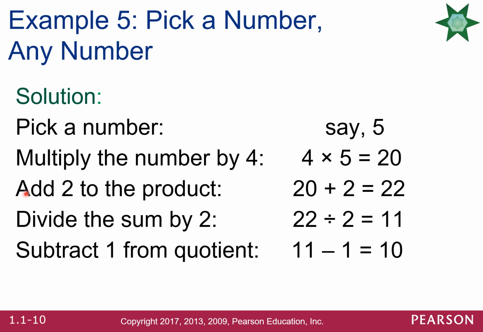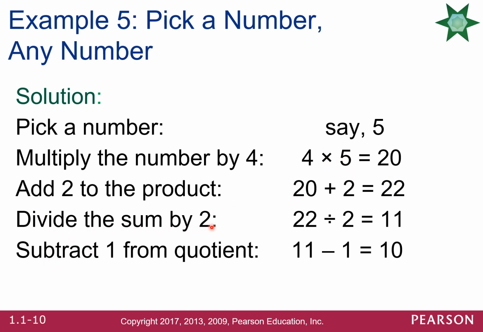Then it says add 2 to the product. All right, product is the answer you get after multiplying. The result of multiplying two numbers is called the product. So add 2 to the product. So they've added 2 to 20, whatever you got as an answer in the previous step, and we get 20 plus 2 is 22.